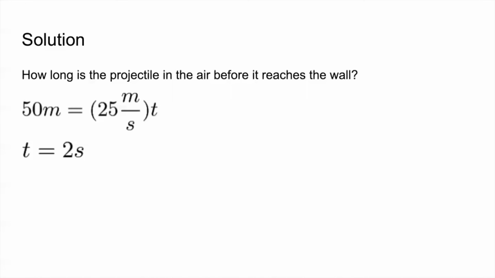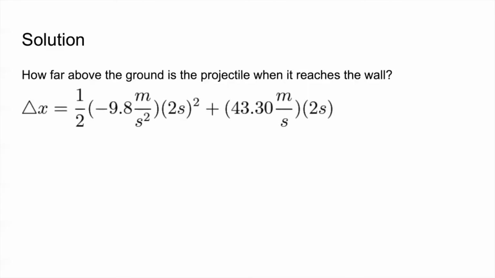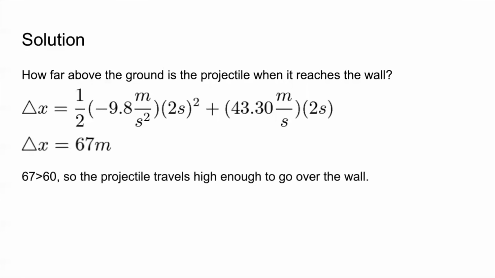And now we need to use the fourth kinematic equation with the vertical velocity to solve for the height of the projectile after 2 seconds. So we plug in all the values, and we get that delta x is 67 meters. And since 67 is greater than 60, the projectile travels high enough to go over the wall.